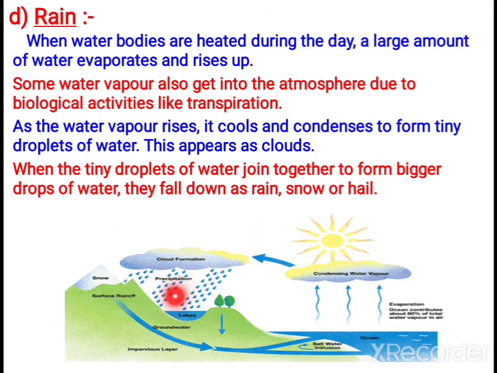When the tiny drops of water join together, they form bigger drops of water and they fall down as rain. It may be snow or hail, according to the climate. Once again it can go underground and recharge the water, or it can reach back to the water bodies. This is called the water cycle. But why do we study this here? Because water vapor is present in the atmosphere also. So that's why we studied it.